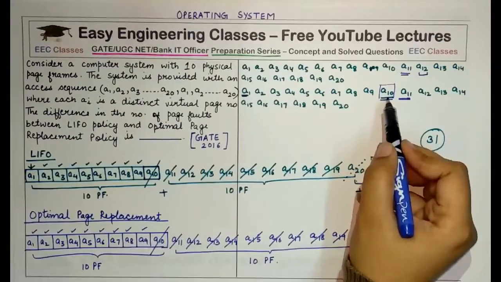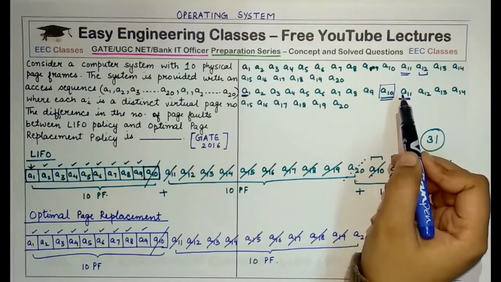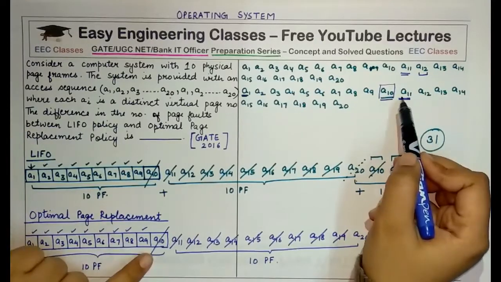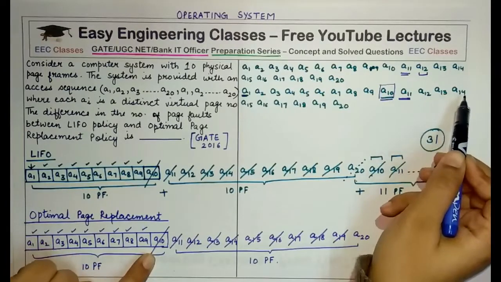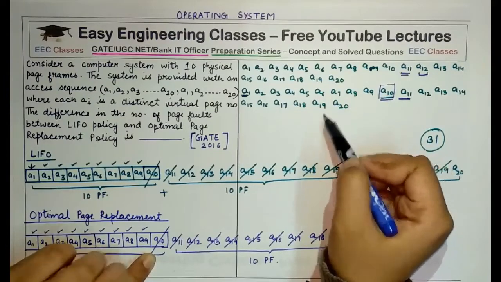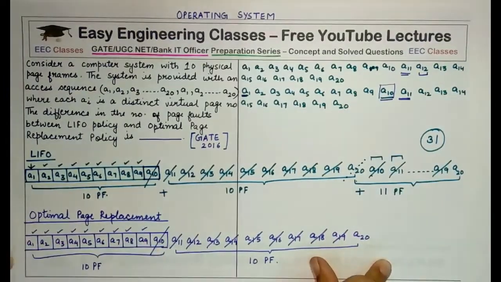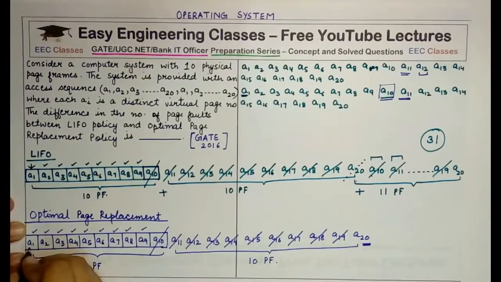Now coming to A10, again A10 would choose a page to be used farthest in future. When we see to the right of A10, we have A11, A12, A13, A14 and so on till A20. So the requirement of A20 is there, but there is no requirement of A1, A2, A3 and so on. So we need A20 but we don't need A1. So we replace A1 here. After replacing A1, I put A10 here.